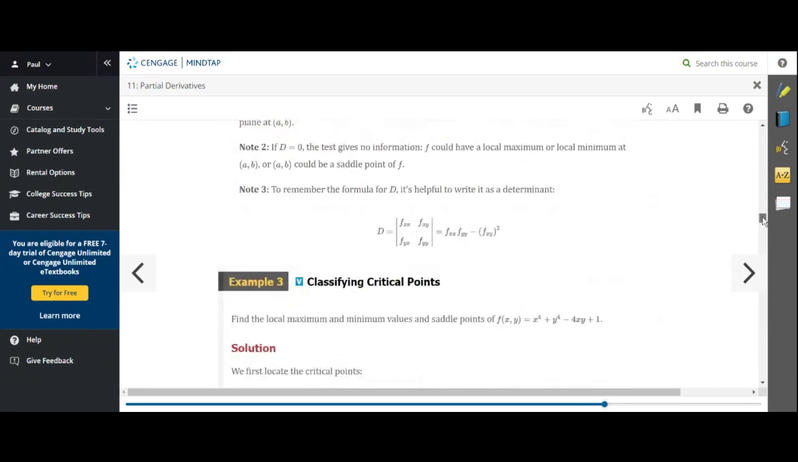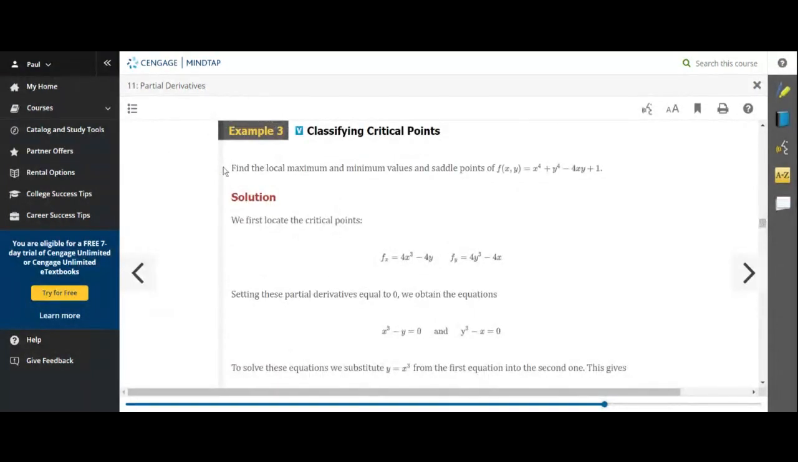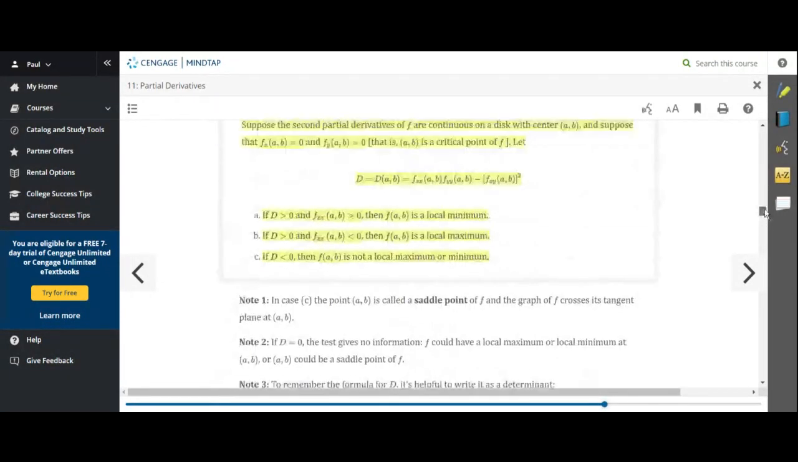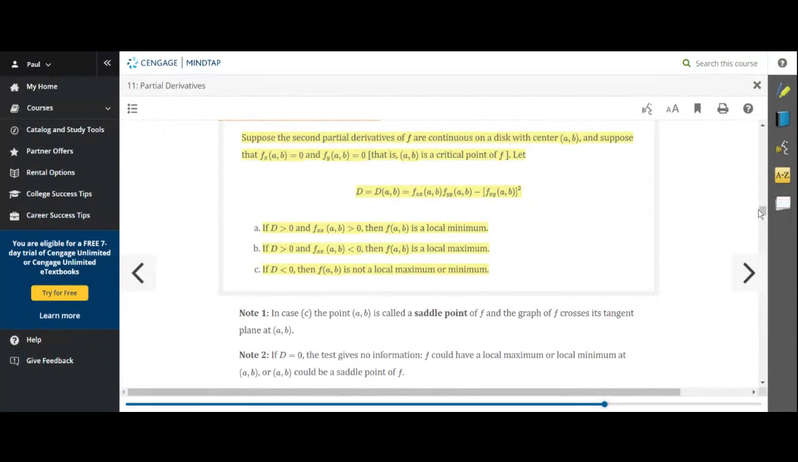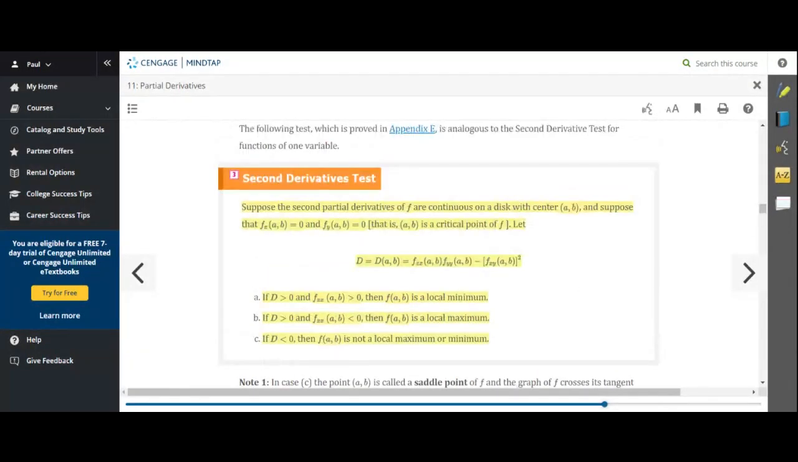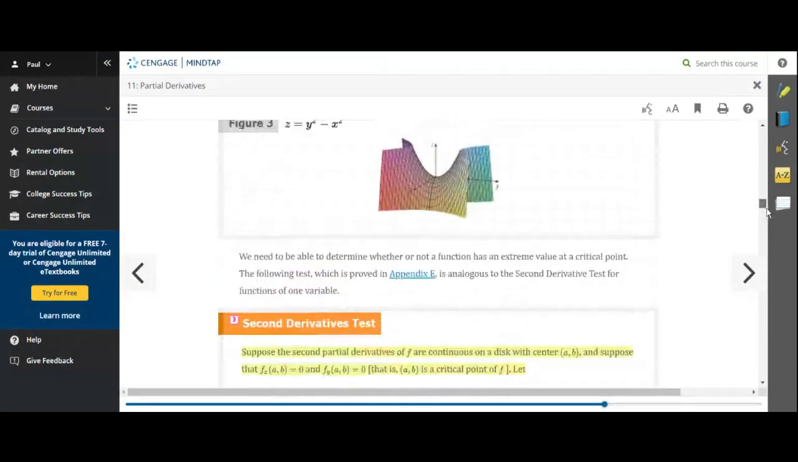So let's go ahead and look at example 3. I want to mention too, in the second derivatives test, you have a local minimum, a local maximum. That's parts A and B. And part C would be not a local maximum or minimum. Well, what does that mean?